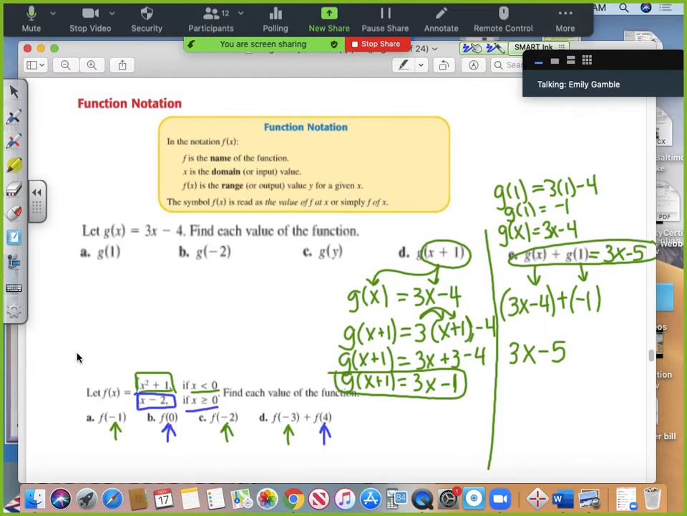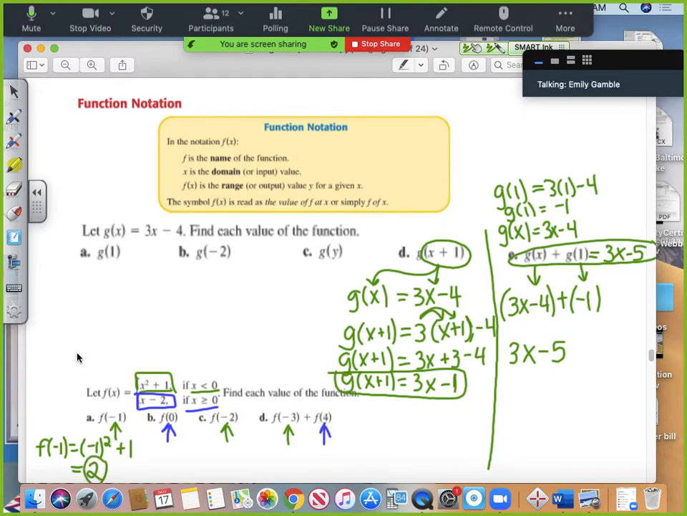So for the first one, it says f of negative 1. We're going to be using the first function, which is x squared plus 1. So to solve this one, f of negative 1, we use the first piecewise function, which is x squared plus 1, and I'm replacing a negative 1 in for the x. Negative 1 squared is negative 1 times negative 1, which is 1, and 1 plus 1 is 2. So this whole answer here is going to be 2. So a is equal to 2.